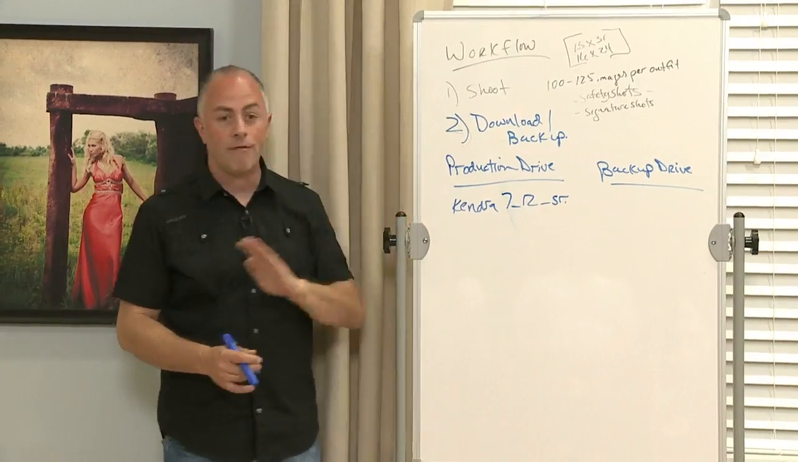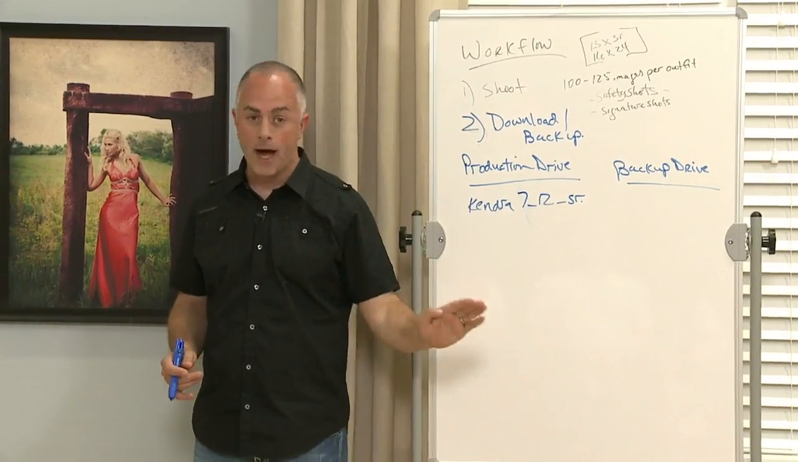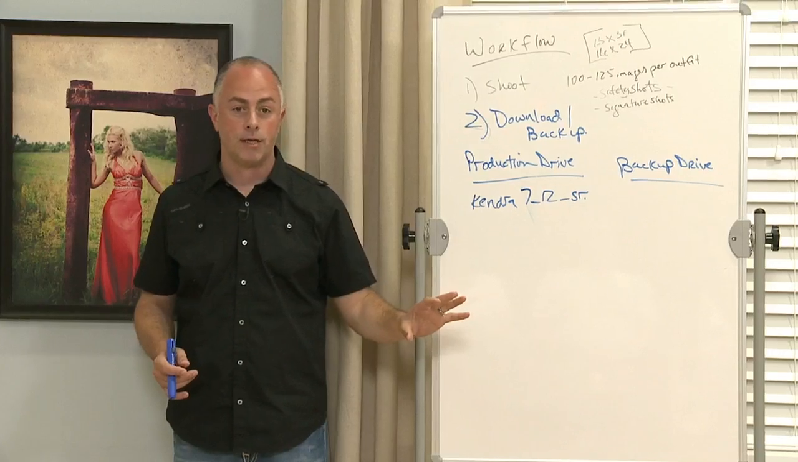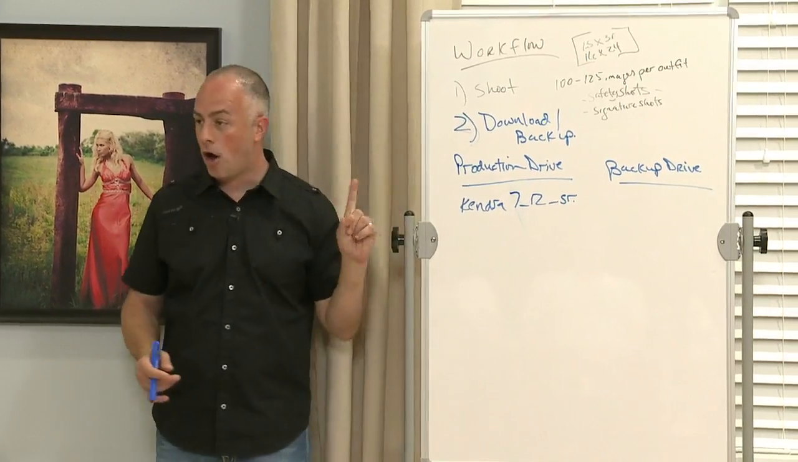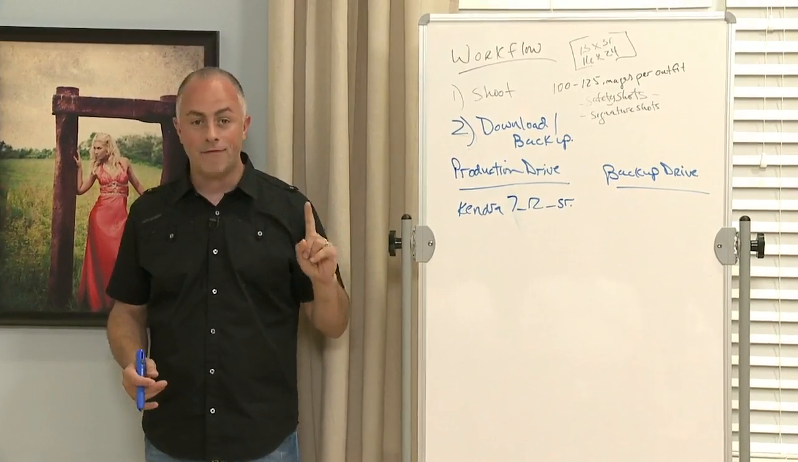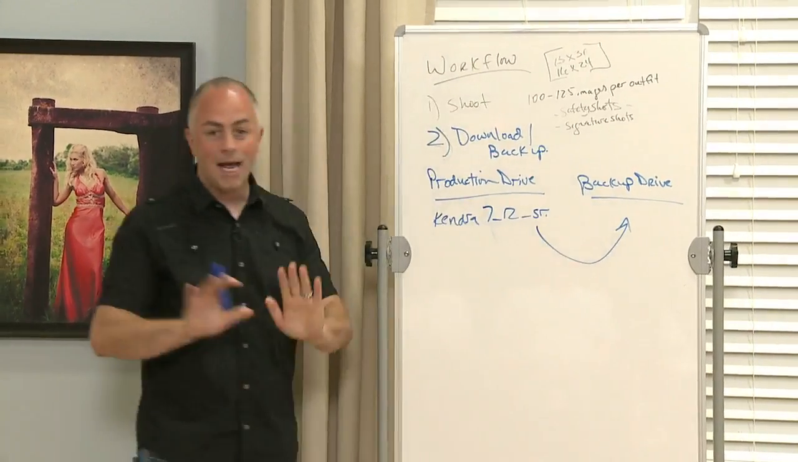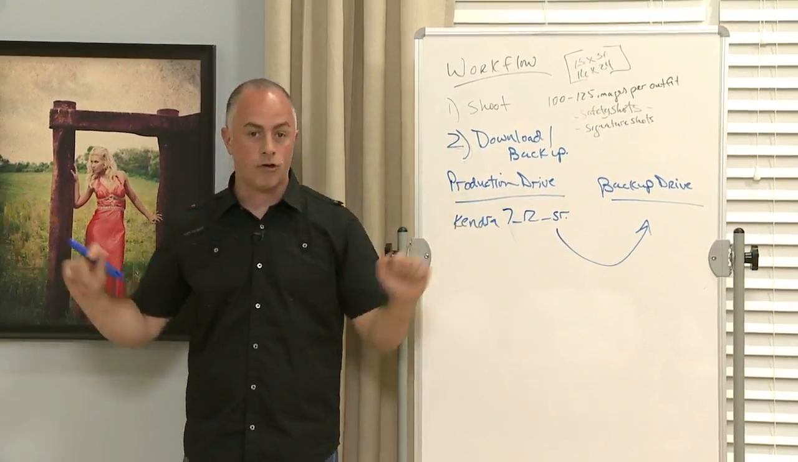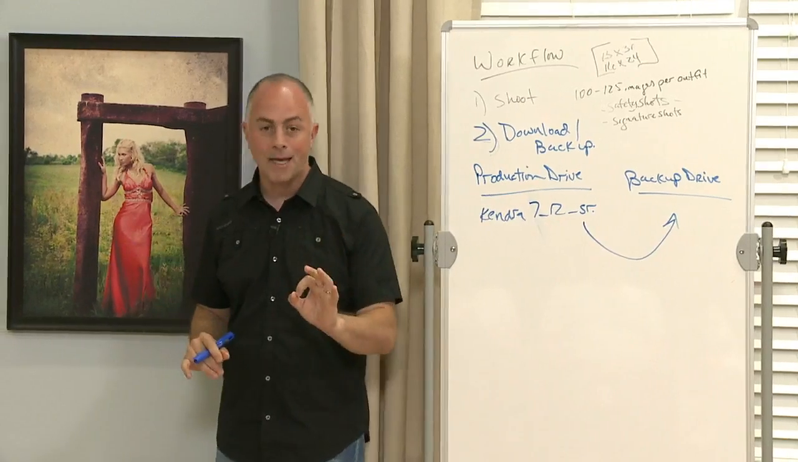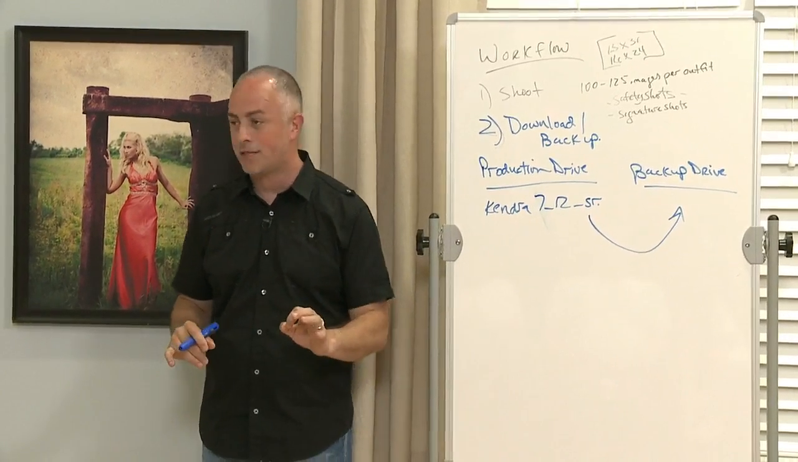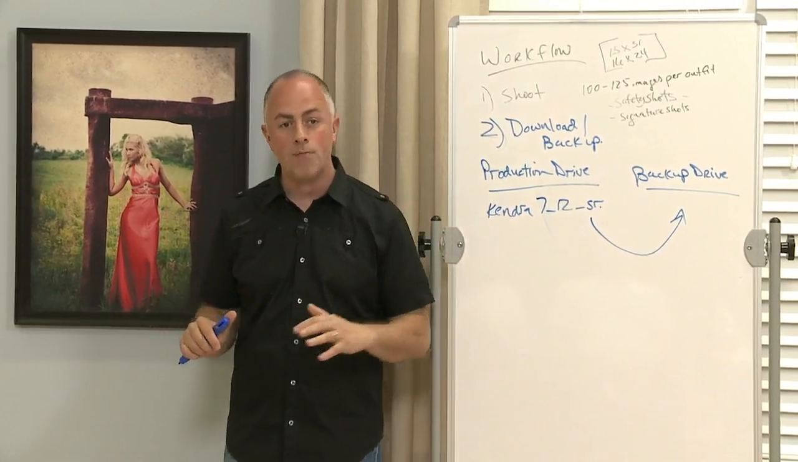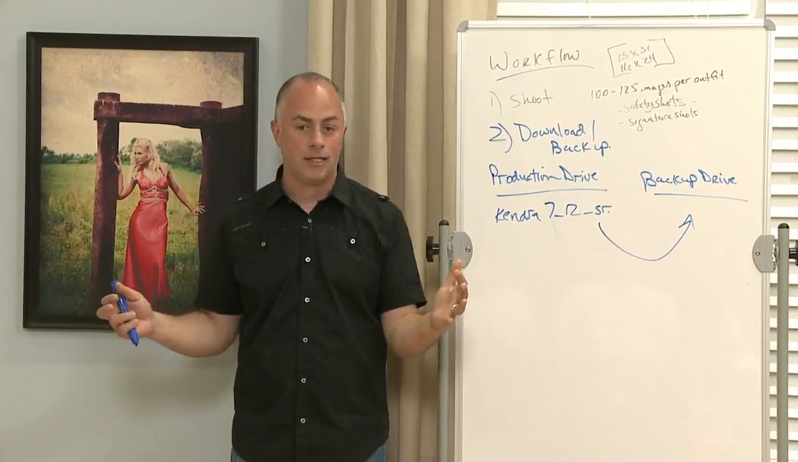In this production drive, I dump all the raw files. So they all get dumped into this. As soon as this is completed on this production drive, okay, that very same night, I create a backup to a secondary, totally separate backup drive. Totally separate. I am not backing up to DVD. I am not backing up to CD. Dude, for a wedding, you might have 18 DVDs that you're backing up to.